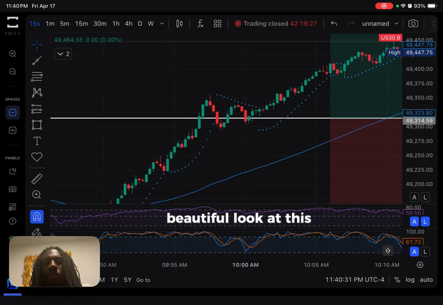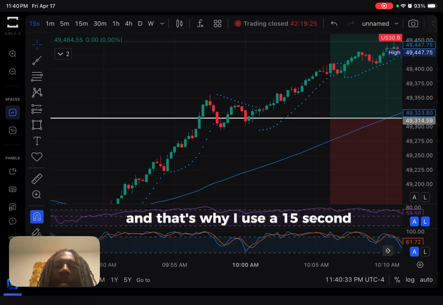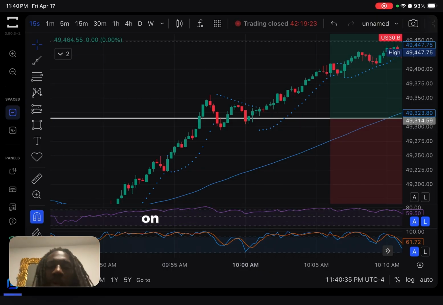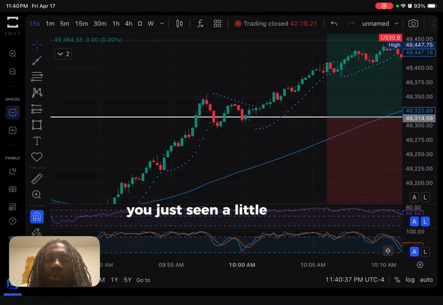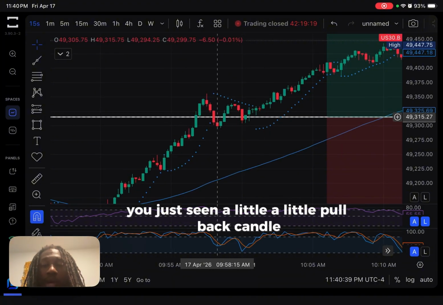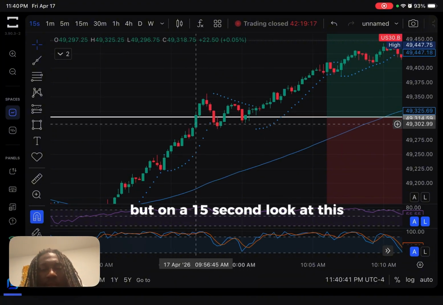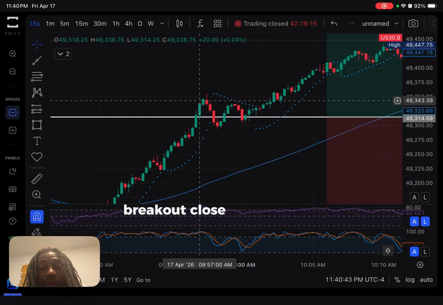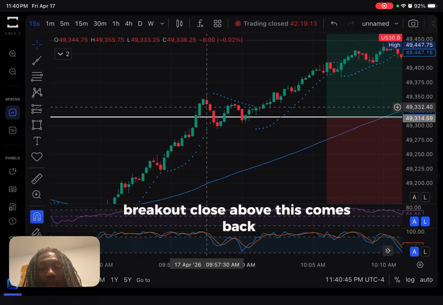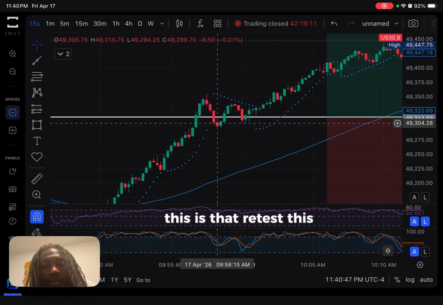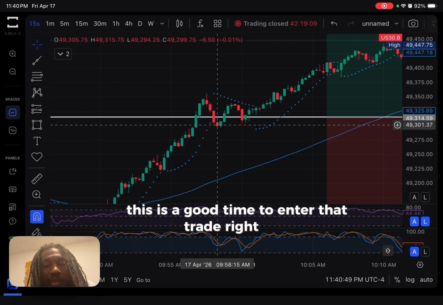Beautiful, look at this. And that's why I use a 15-second. Because you wouldn't see this on a 1 minute. On a 1 minute time frame, you just seen a little pullback candle. But on the 15-second, look at this. 1, 2, 3, breakout, close above this, comes back. This is that retest. This is a good time to enter that trade right here, right?